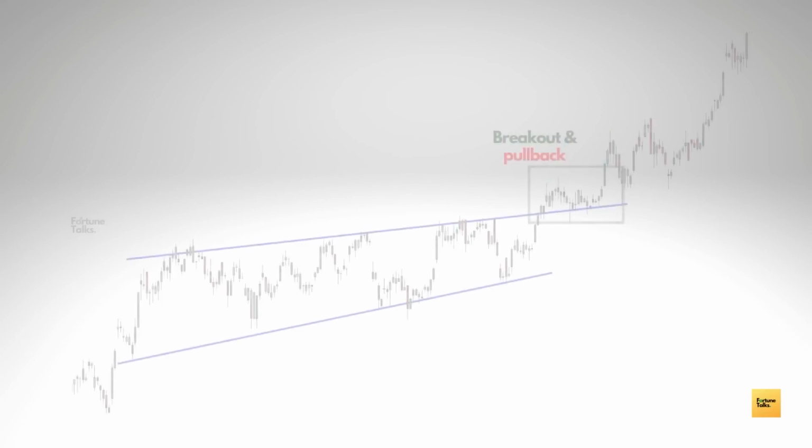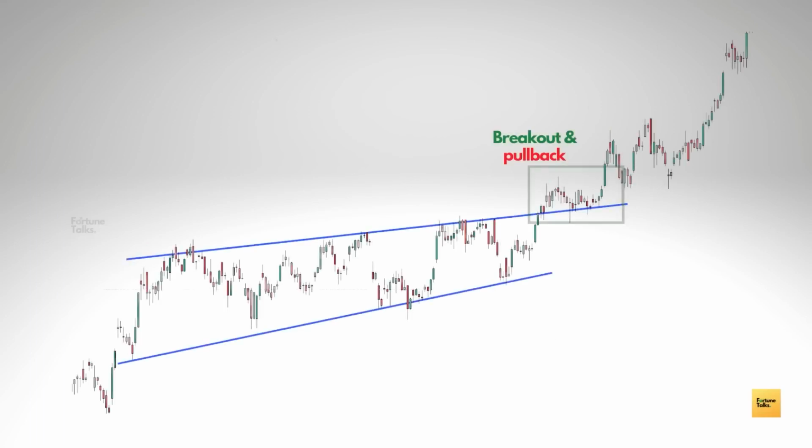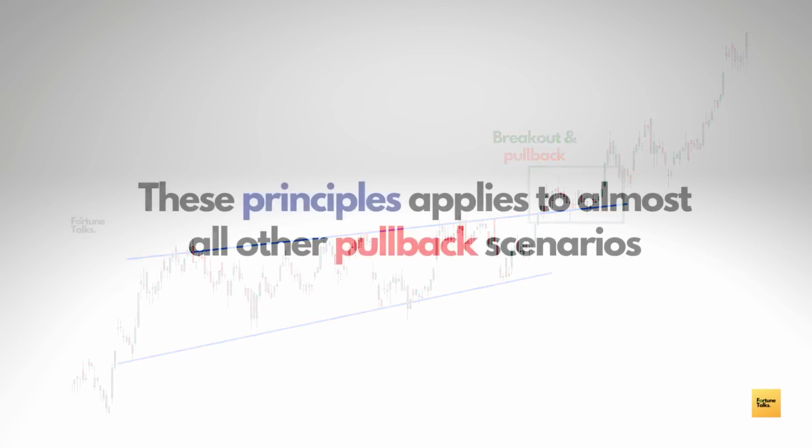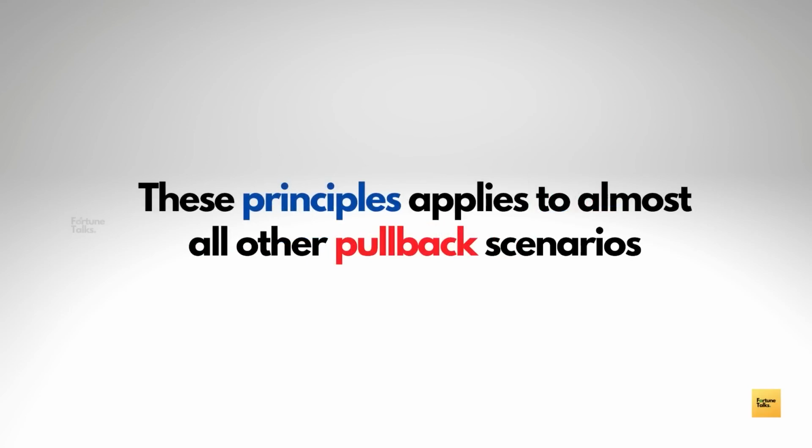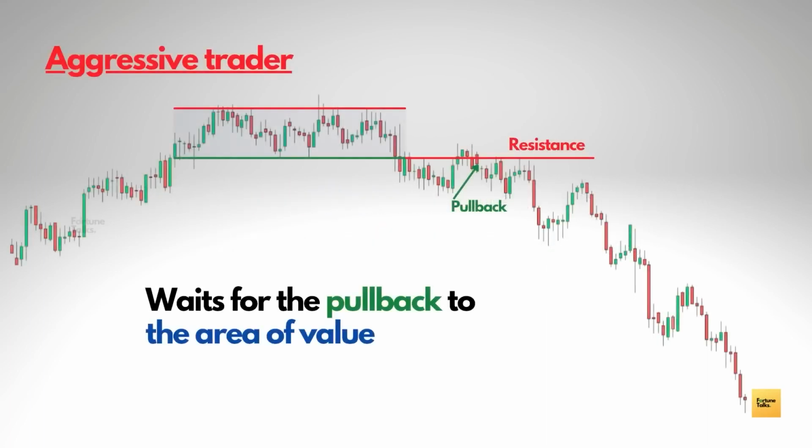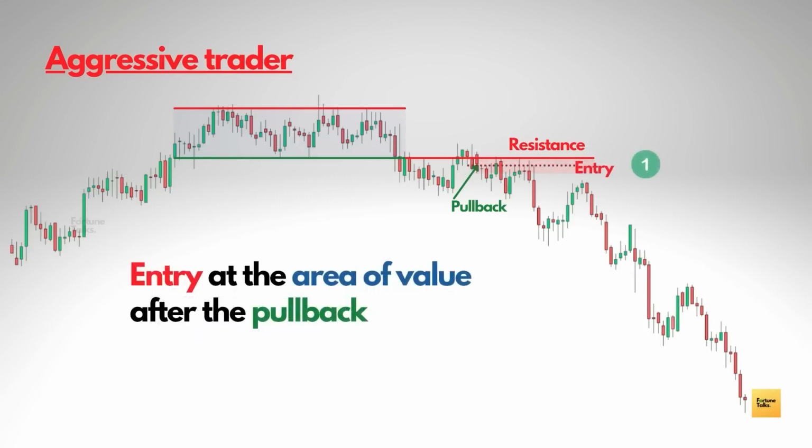So the question that naturally comes up is how to trade the pullbacks. Although there are many ways you can approach pullback trading, I will talk about two main concepts of pullback trading during a breakout. Now, these principles can be applied to all other pullback scenarios that we will discuss along the way. Let us take the case of an aggressive trader. The aggressive trader waits for the price to come back to the pullback area, which may be a support or resistance level, a trend line, a moving average, etc. And he enters the trade right away when the price pulls back to the level. Let us say point 1 marks this approach in the scenario of a breakout and pullback.